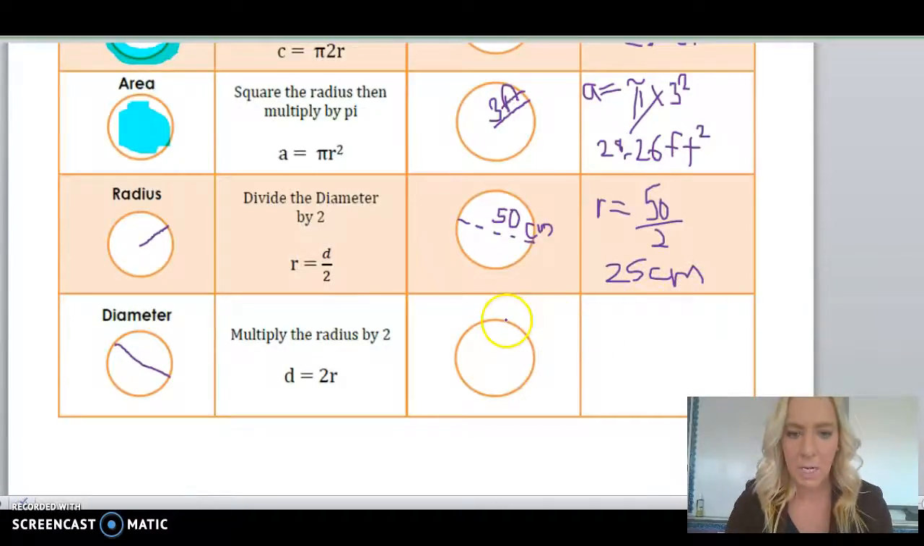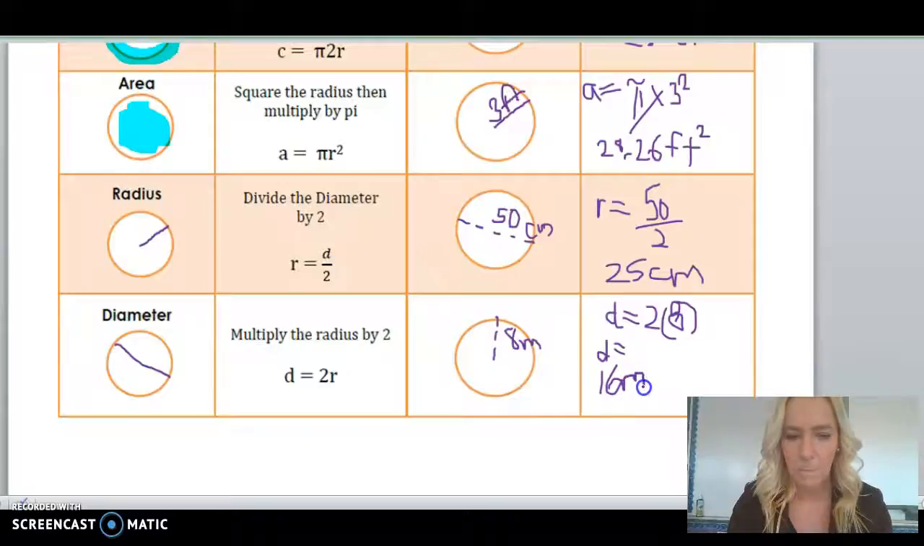And say I'm giving you the radius of 8 meters. Diameter is 2 times the radius, so I'm going to take diameter equals 2 times 8. I'm going to use parentheses. That's an 8. So that it doesn't look like 28. So 2 times 8 equals 16. So diameter equals 16 meters.